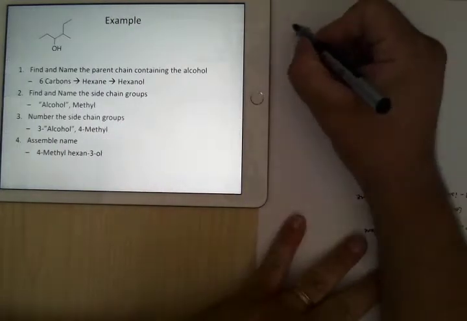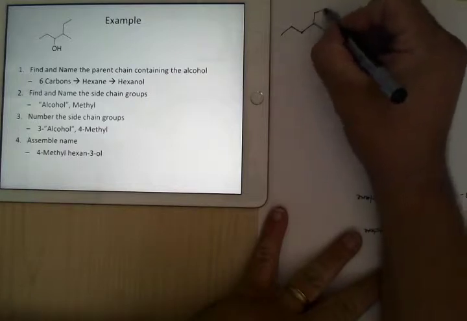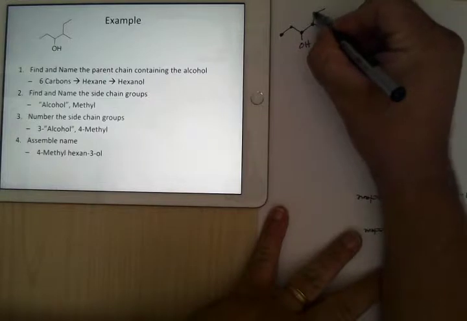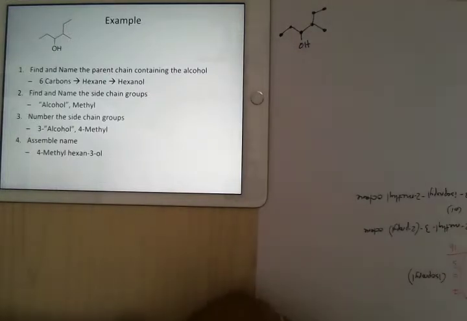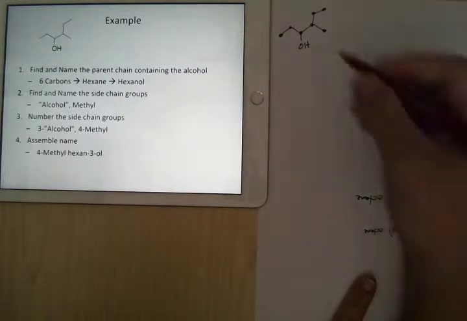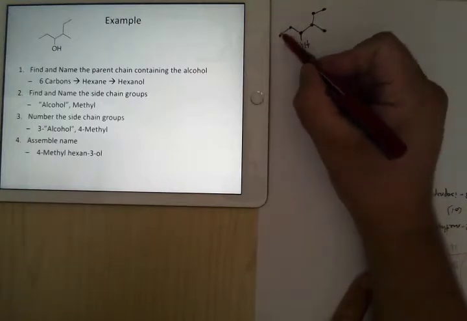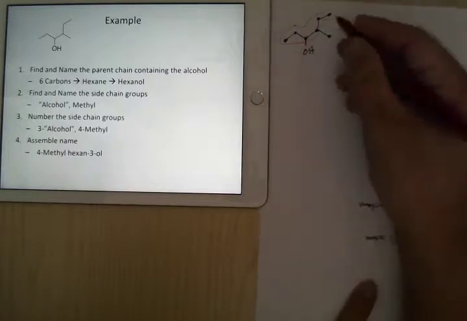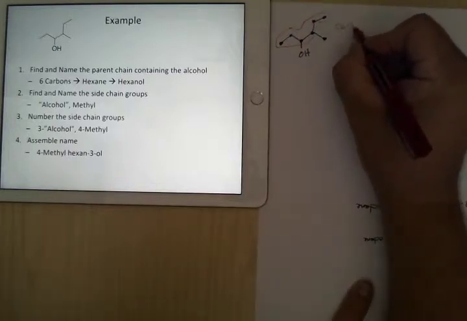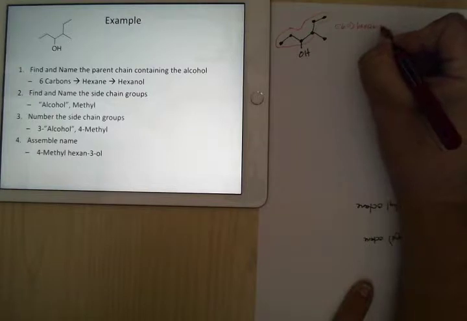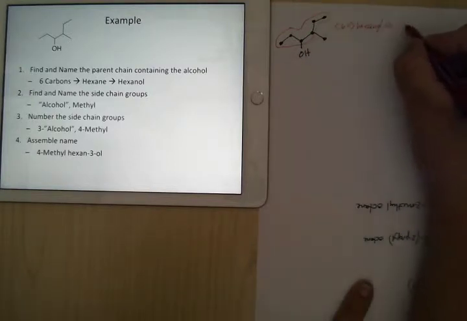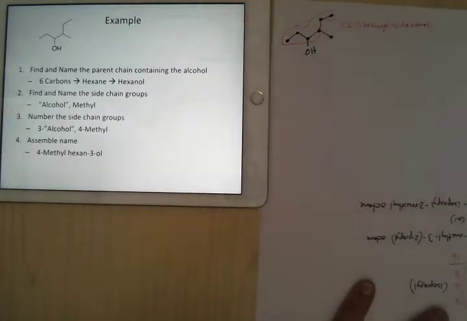Okay, so here we go. OH, right? So you put in your dots. If you're looking at the main chain, it goes 1, 2, 3, 4, 5, 6. So this is going to be the main chain, C6. So normally it would be hexane, but since we have the alcohol in here, we're going to take that off and then add OL, so hexanol.